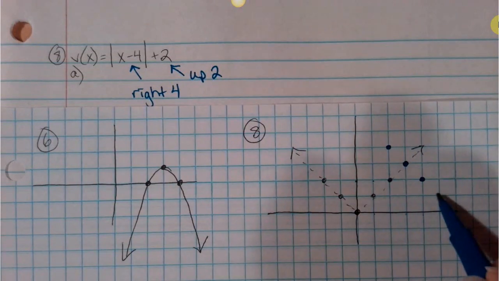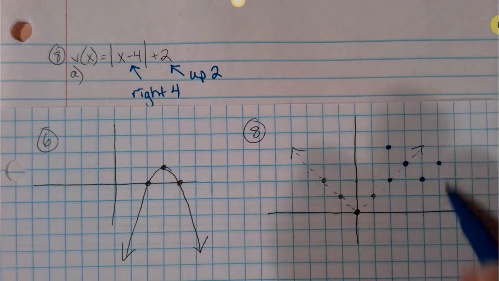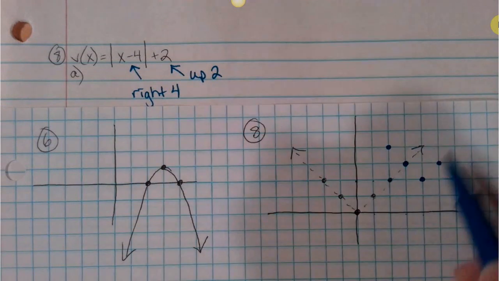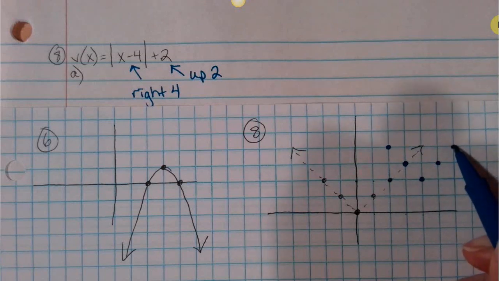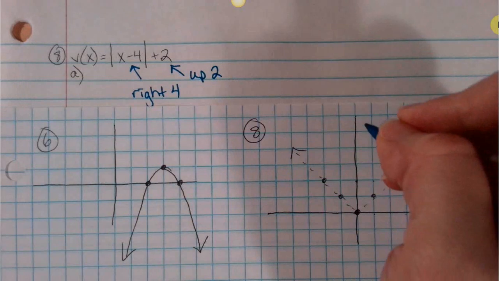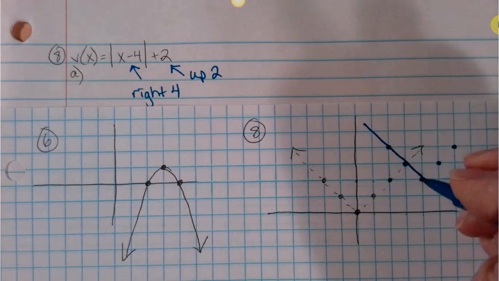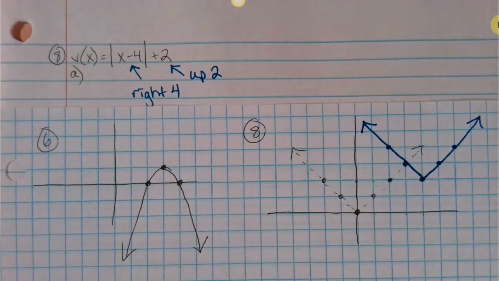This point, 1, 2, 3, 4, 1, 2, ends up at (5, 3). And this point, 1, 2, 3, 4, 1, 2, ends up at (6, 4). And then we just connect that final set of points to get our graph of v of x.